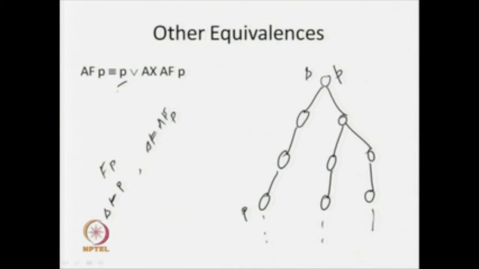That means, this particular formula is a disjunct of two formulas. If P is true over here, then I am going to say that AF P is true there itself. But if say P is not true over here, then what will happen? Then I am going to say that in all paths in next state, whether AF P holds or not. So, that is why I am saying that it is P or this. If P holds there itself, then I will say that AF P is true over here.